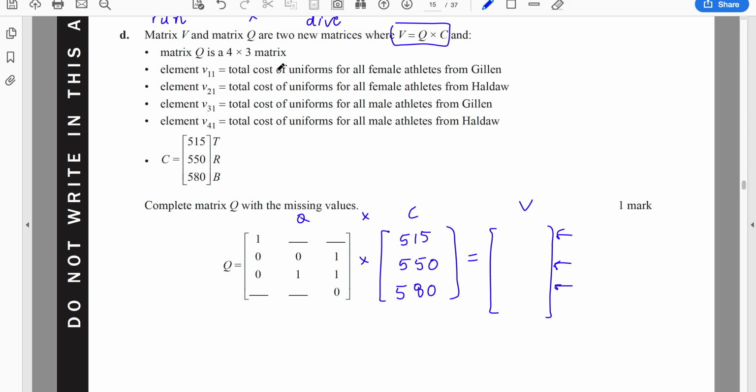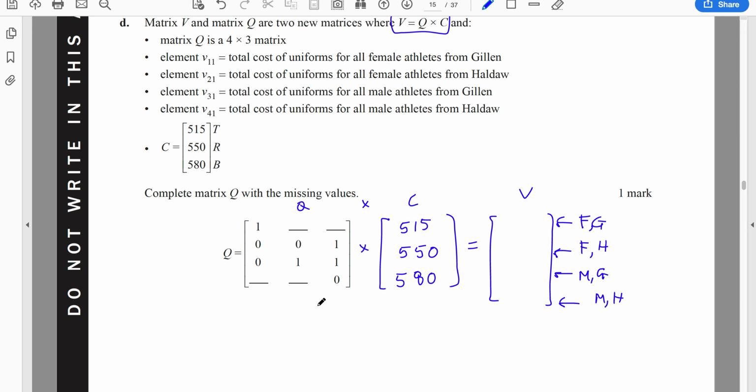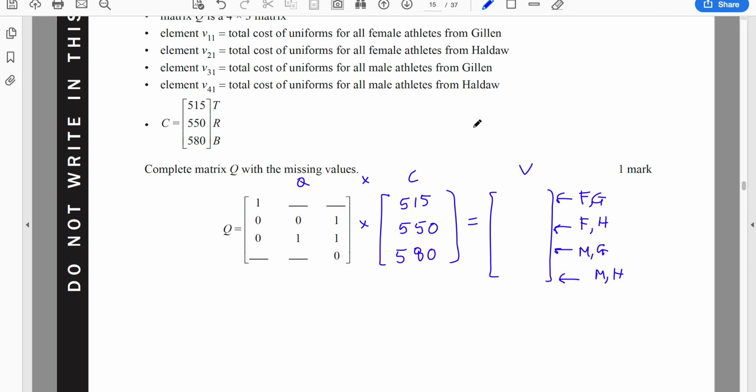So notice here I've got total cost of uniforms for female athletes from Gillen. So all of these are total cost of uniforms, but what I want in this one is females from Gillen, so I might just use FG. Then I want females from Haldor. Then I want males from Gillen. And in this one, males from H. So what you can see here is I've got down the side here, table tennis. What was the second one? I've forgotten. A was for running, and B was for basketball.